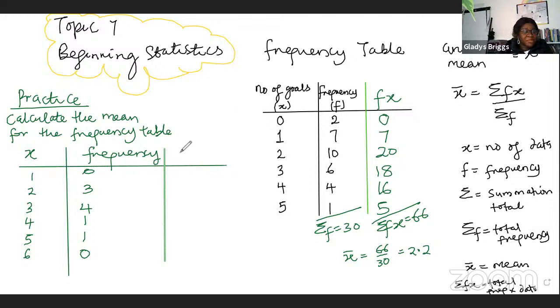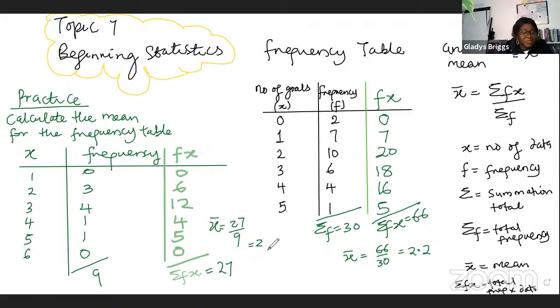So we are going to have f times x, which here would be 0, and this would be 6. 3 times 4 is 12. 4 times 1 is 4. 5 times 1 is 5. And 6 times 0 is 0. And sigma f times x is equal to, what did you guys get? 6 plus 12 is 18, plus 4 is 22, plus 5 is 27. And sigma f is 3, 4, 7, 8, 9, 9. Therefore, x bar would be equal to 27 over 9, which is equal to 3.